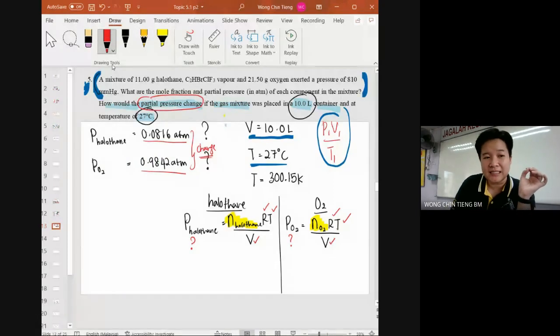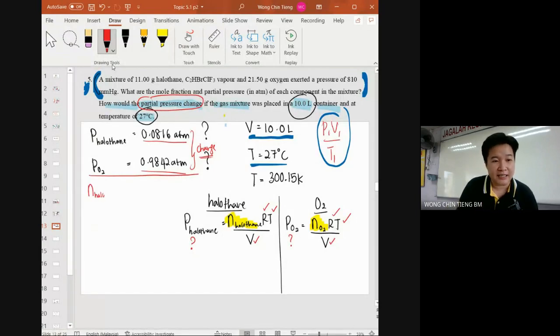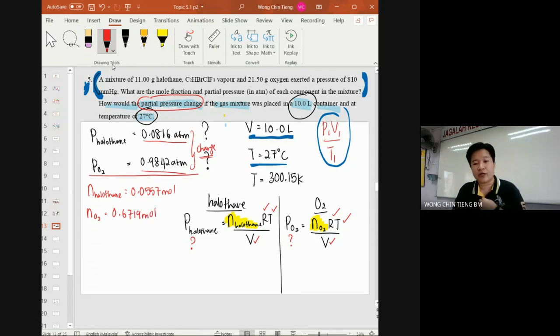So, yang akan kita guna bukan partial pressure. Partial pressure pun kita guna, simpan saja. Number of mole of your halogen that you have calculated at the very, very beginning, 0.0557 mole. Number of mole of your oxygen gas that you calculate at the very, very beginning. Yang ni kita akan guna. Okay, my question, what is your R that you use?